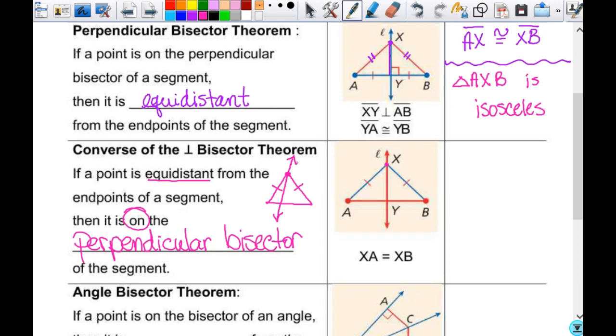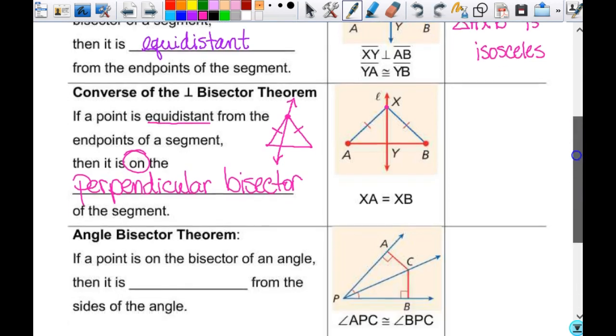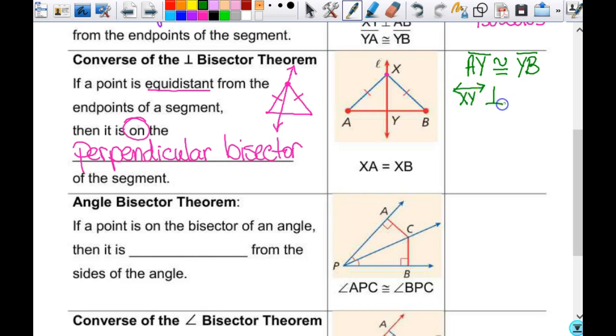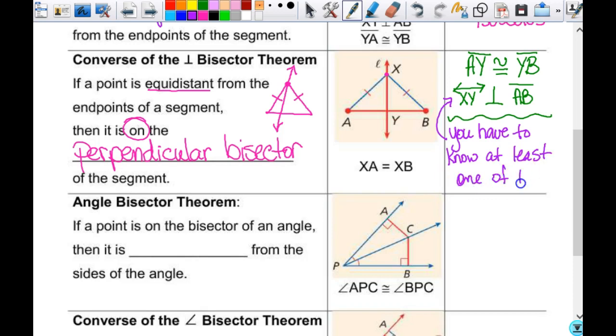For me to actually know that it is the perpendicular bisector, I have to know a little bit more information. So there are two pieces that go with this. And that is that the length of AY is congruent to the length of YB, because that's from the bisector part of it, and that line XY is perpendicular to line segment AB. So you have to know at least one of these. If we know that that point is equidistant from the endpoints, like they give us in that picture, then if we also know that it bisects it, then it has to be perpendicular. Or if we also know that it's perpendicular, then it has to bisect it.